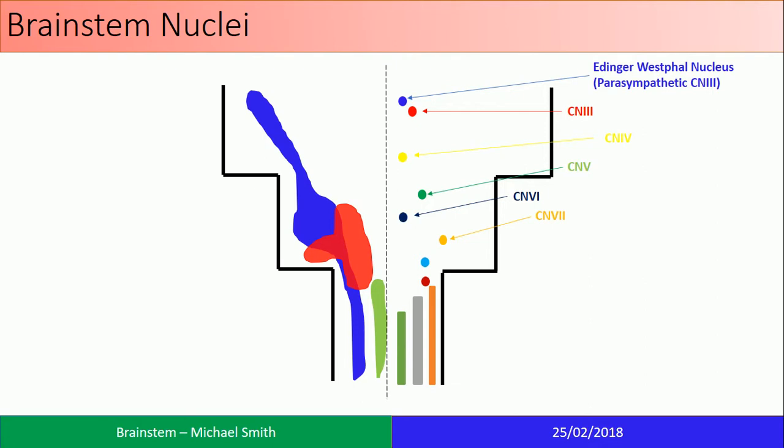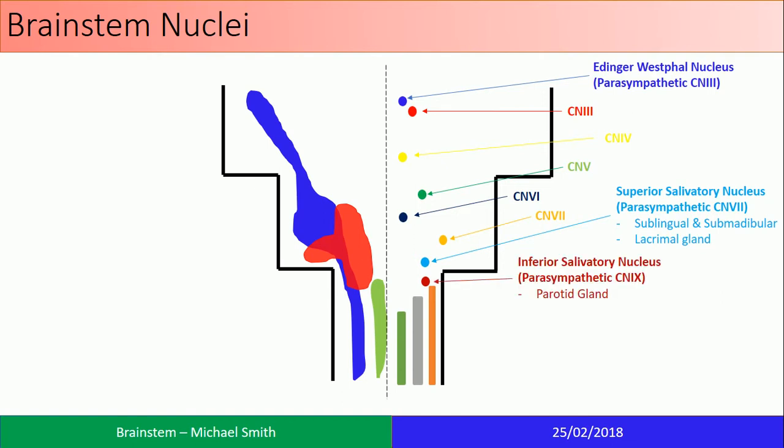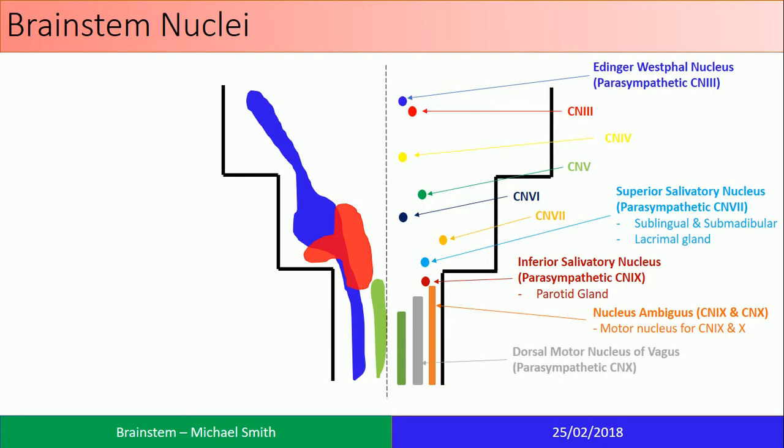But cranial nerve 7 is parasympathetic, so it has the superior salivatory nucleus. Next, we have the inferior salivatory nucleus, and then we have our nucleus ambiguus, which is cranial nerves 9 and 10. We then move into our dorsal motor nucleus of the vagus, and we have our cranial nerve 12.